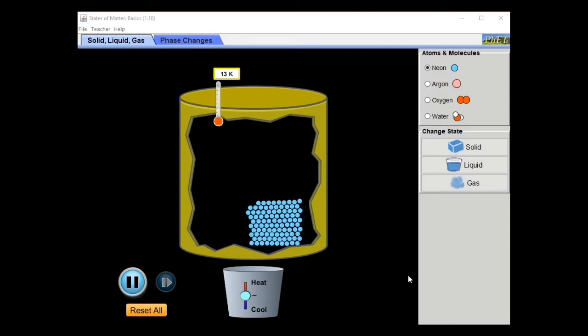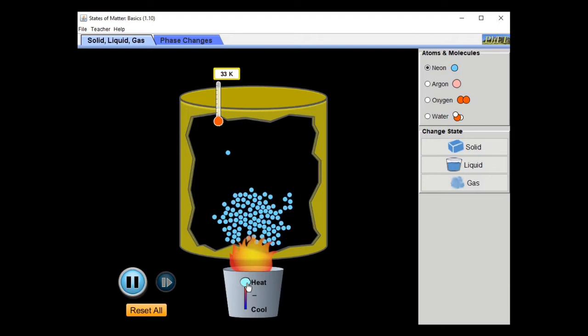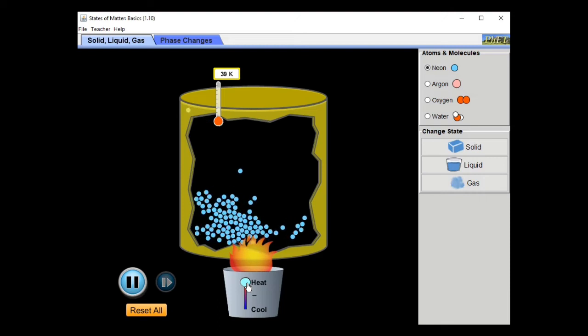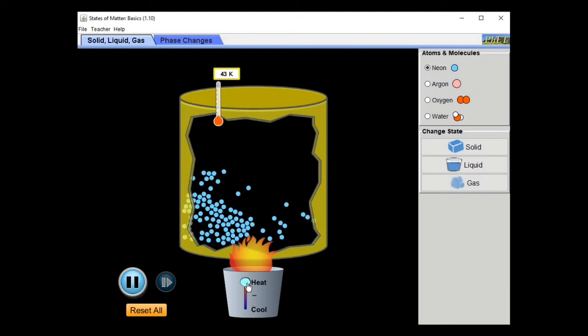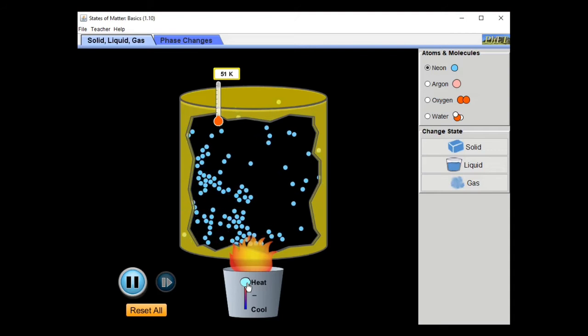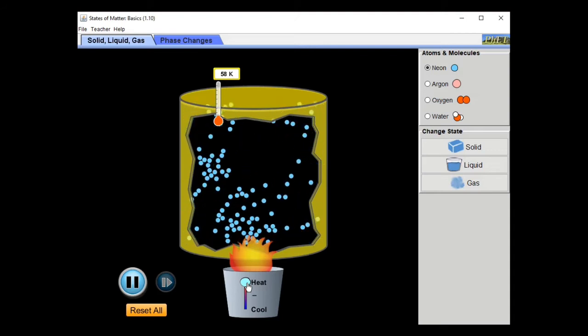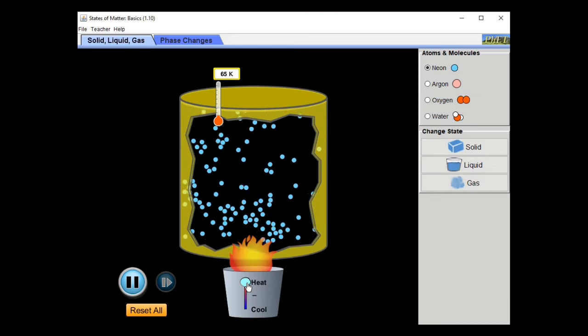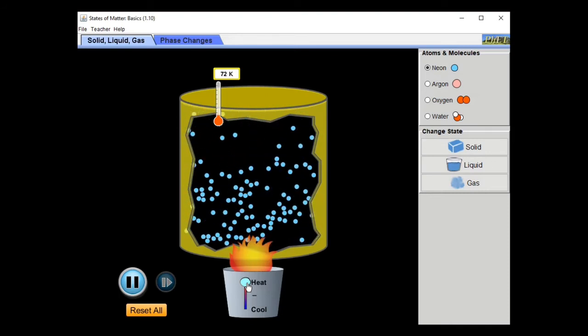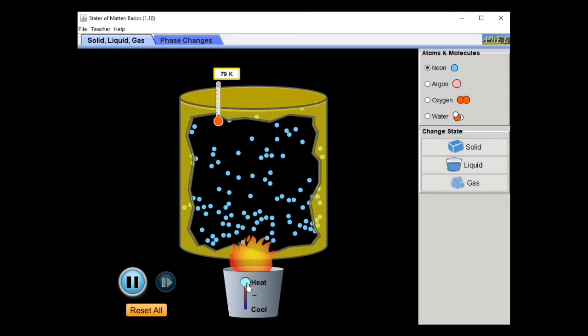So right now, I'm going to show you a simulation on temperature and how it affects the motion of the molecules. So let's add heat or thermal energy to the system, and then I want you to observe the movement of the molecules. So you can see now that the temperature scale is increasing. And you can also observe that the molecules are moving faster and faster. So their kinetic energy also increases.